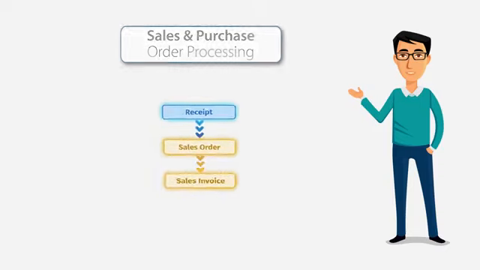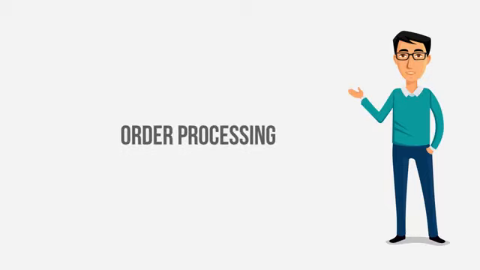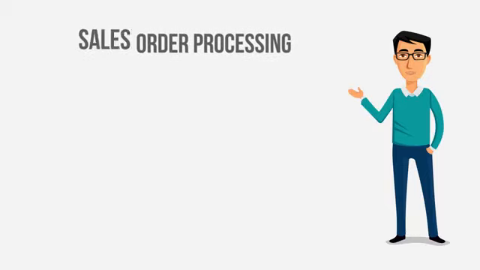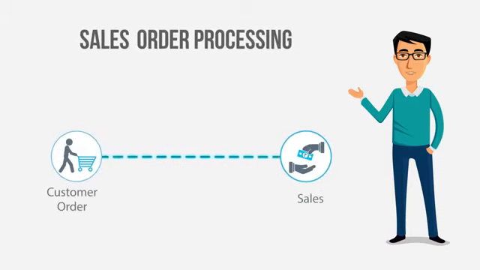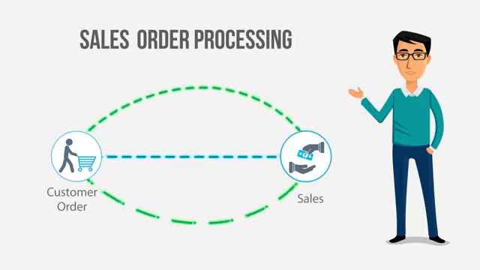Alright, let's look at order processing in Tally ERP 9. Let's start with sales order processing. Sales order processing is the process of receiving and managing orders from customers, and it involves tracking all the events until an order is fulfilled.